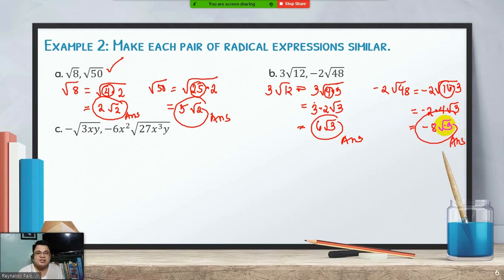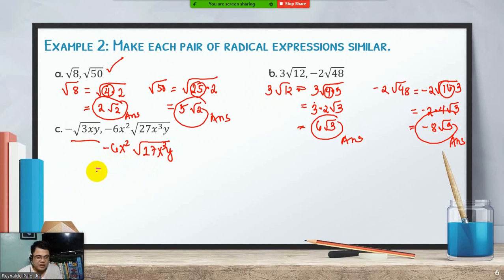Alright? Next, letter C, we have negative square root of 3xy minus 6x squared square root of 27x cubed y. So as you can see, class, square root of 3xy is already simplified. So therefore, we cannot simplify this anymore, of course. Now, let's proceed to negative 6x squared square root of 27x cubed y. Alright, so the radicand has variables. So therefore, of course, we have to also make the variables perfect square if possible.